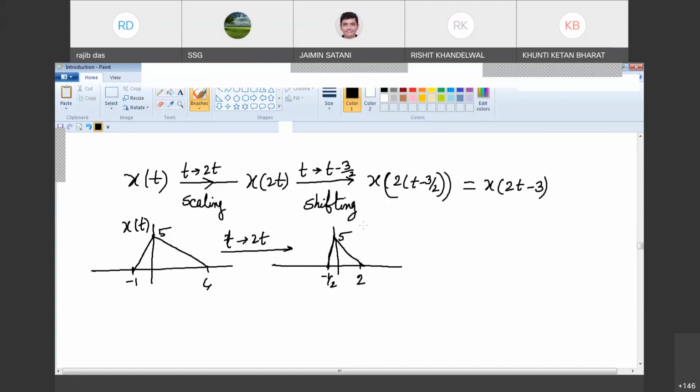Okay, and it will remain at 0. The origin remains. So this point is -12. This point is 2. So it is compressed. So this is your x of 2t.